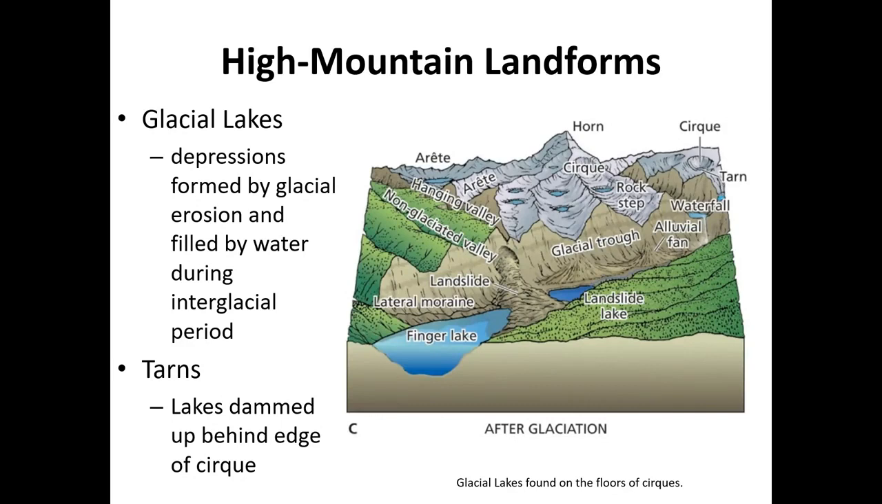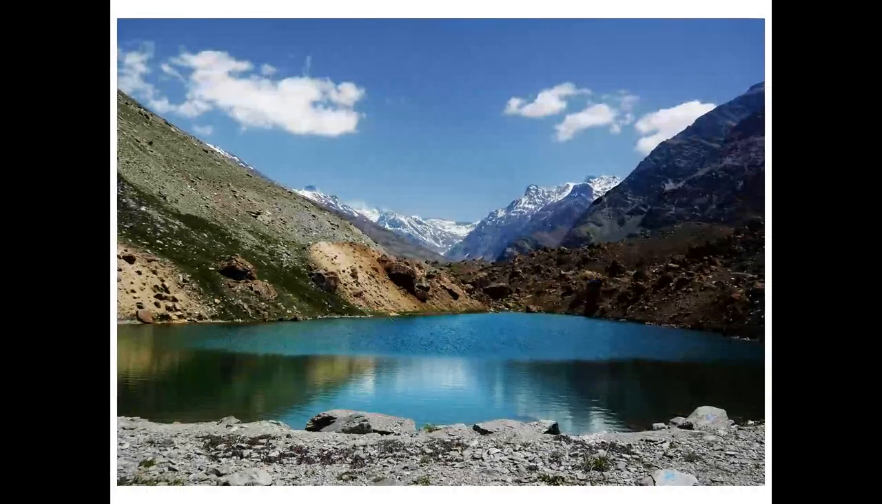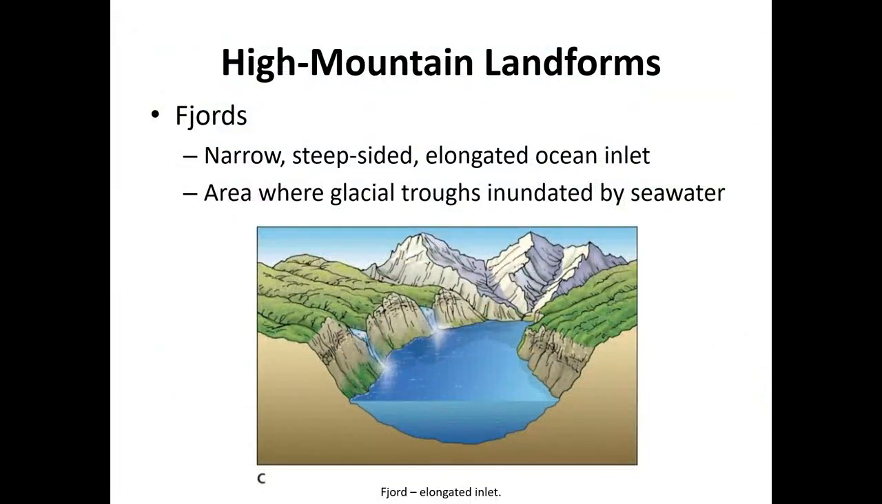Tarns are those lakes you'll see on the top right that are formed when you have an area high up in the mountains that is gouged out by the glaciers and then the ice melts, and you have mountain lakes that form in them. And maybe one of the most interesting are fjords.